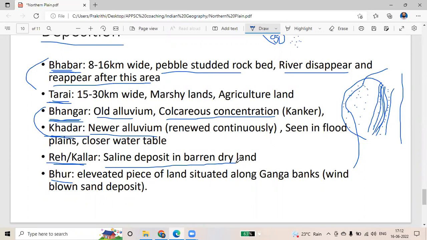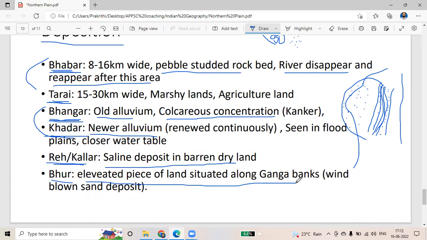Then bhur, that is elevated piece of land situated along the Ganga plain. तो यहाँ है, doabs के बारे में हम बोल दिया है. That is actually the land, elevated land between two rivers. तो गंगा रीजन के इस जगह पे ऐसा lands है, but that is being created by fluvial action.